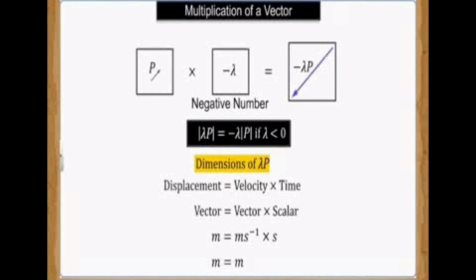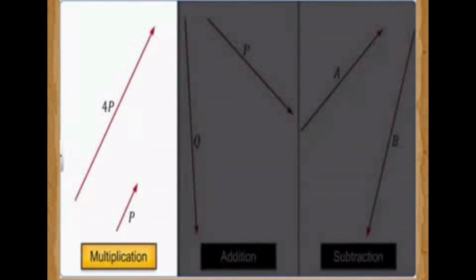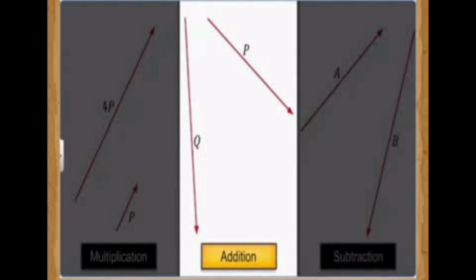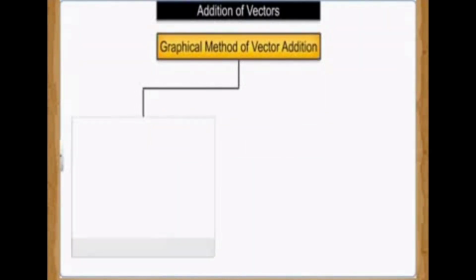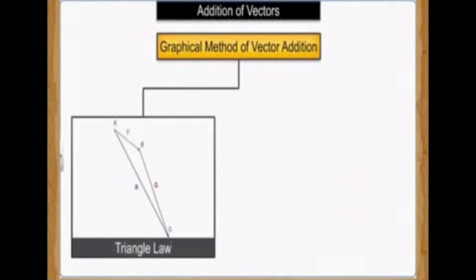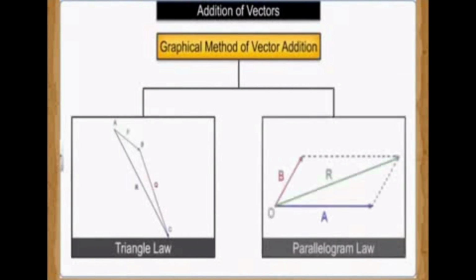Right. This is one example for the dimension of a vector. The multiplication is over. Now we can see addition. How do we add two vectors? Now we are going to see the addition of vectors. We can add two vectors using the graphical method: the triangle law of vectors and the parallelogram law of vectors. So these are the two methods of adding two vectors.